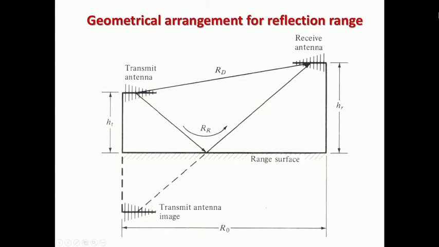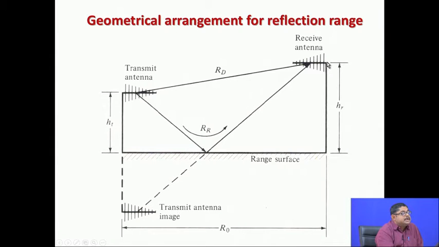We can see the diagram of the reflection range. You have a transmitting antenna, usually a log periodic antenna is a good candidate, then at a suitably designed height you have the receiving antenna. The ground reflection from the range surface is designed so that both the direct ray and the reflected ray arrive here simultaneously.